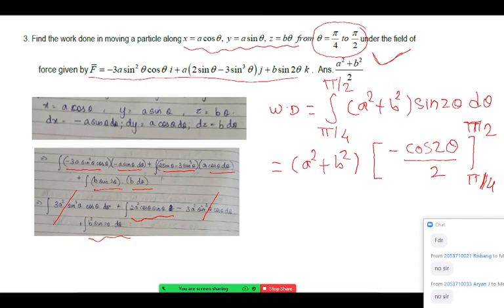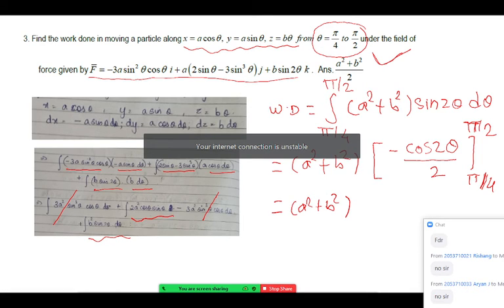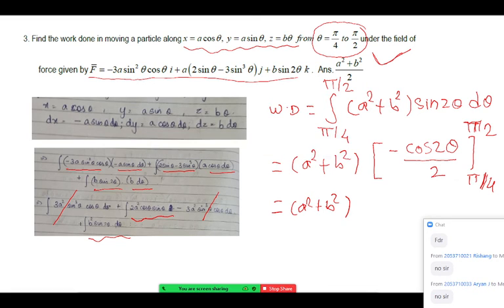Now when we put the upper limit, can you tell me what will be the value? If you put pi by 2, 2 gets cancelled. What is the cos pi? -1. So I will write minus minus plus half. Okay. Lower limit pi by 4 I will replace. That is cos pi by 2. 0, sir. 0. So the final answer is a square plus b square upon 2.